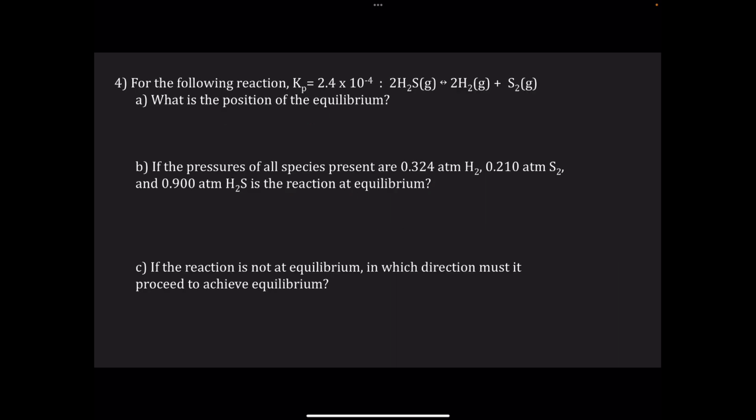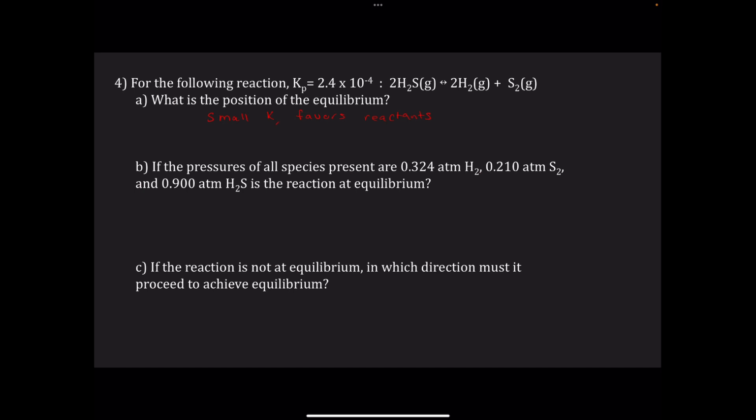Now we can look at another example. Here we're told that K is 2.4 times 10 to the negative fourth. So we're asked the position of the equilibrium. Again, this is a small K. So small K means that my equilibrium, again, favors the reactants. This time we're given pressures. It doesn't change the calculation.